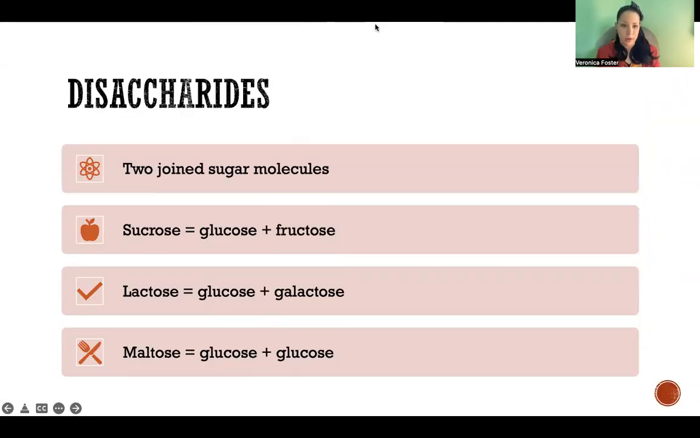Disaccharides are two saccharides, so two joined sugar molecules. We have sucrose, lactose, and maltose as the disaccharides. Sucrose is made up of a glucose and a fructose bonded together. Lactose is a glucose and a galactose bonded together, and maltose is two glucose molecules bonded together. So when we eat disaccharides, all it takes to digest these is we just have to break the one bond that is connecting the two saccharides. So we break the one bond, and now we just have glucose, fructose, and galactose that are absorbed, and everything is transformed ultimately into glucose.